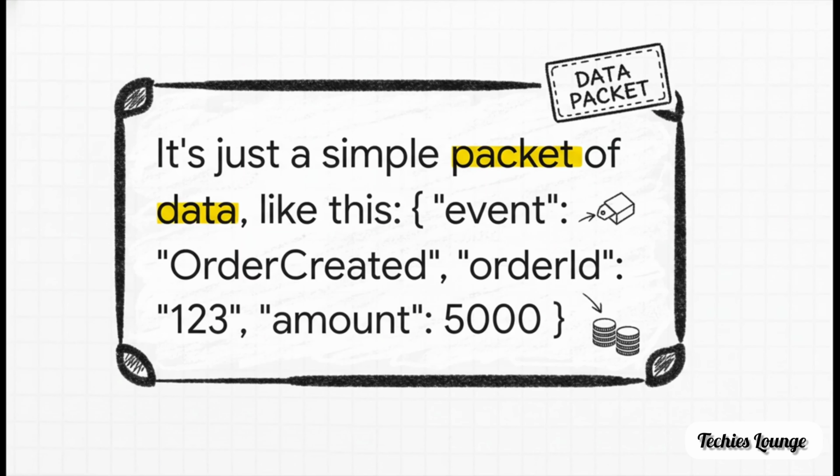And when we say event or message, we're not talking about some kind of magic. It's really just a simple little packet of data, just like this piece of JSON you see here. It just has the bare minimum information needed for other services to know what happened and decide if they need to do something about it.